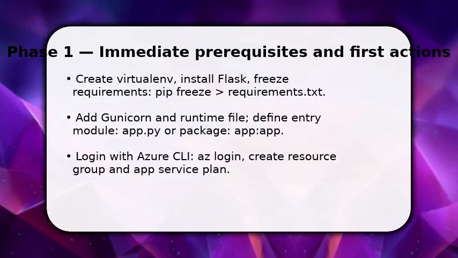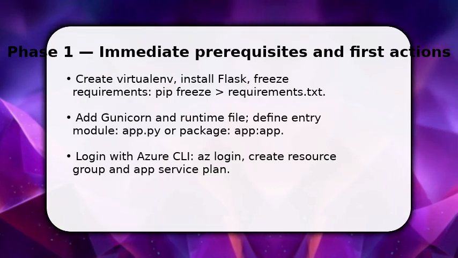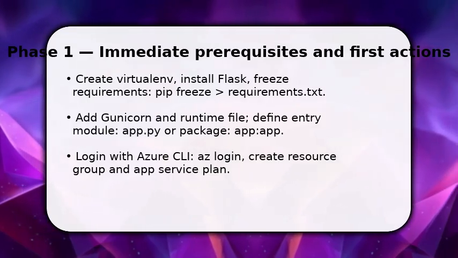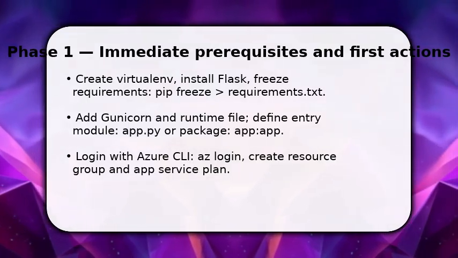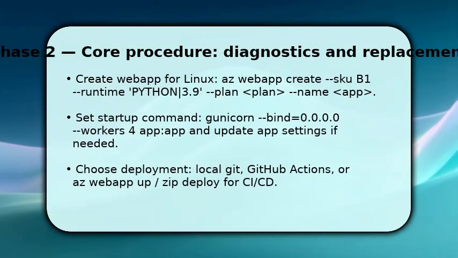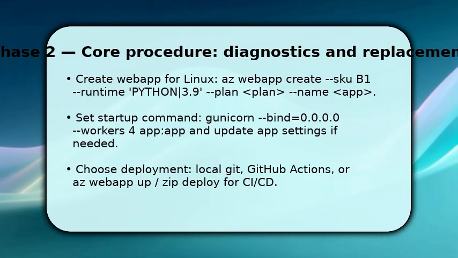After that, create a resource group and an app service plan. Once done, you'll have the foundation to create the web app and push code. You now configure the service and deploy. Create the web app with az webapp create, specifying Python runtime and plan.